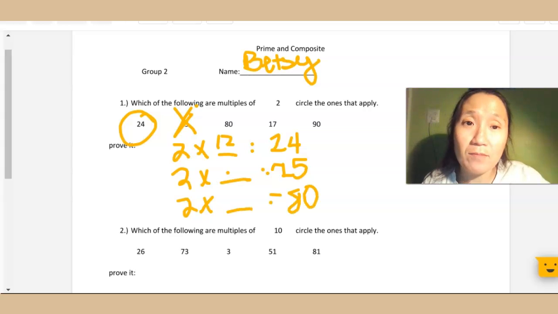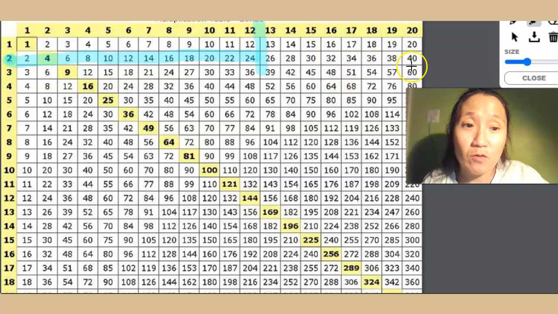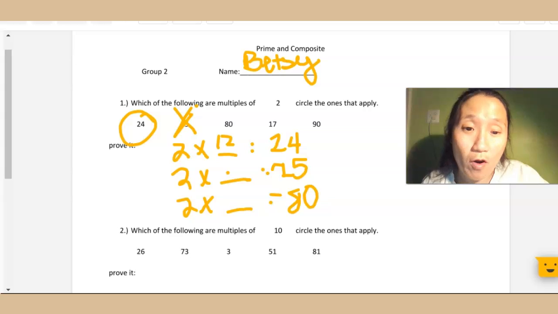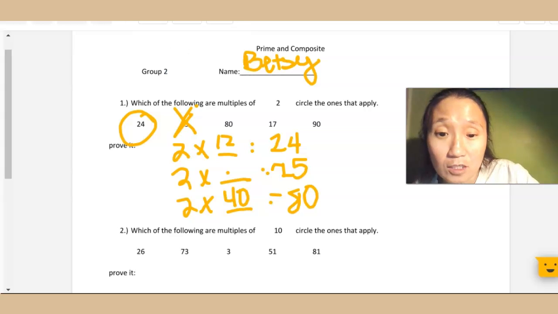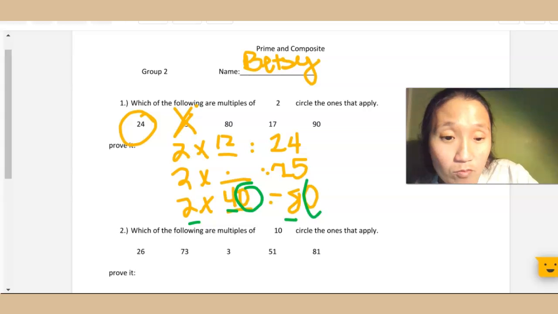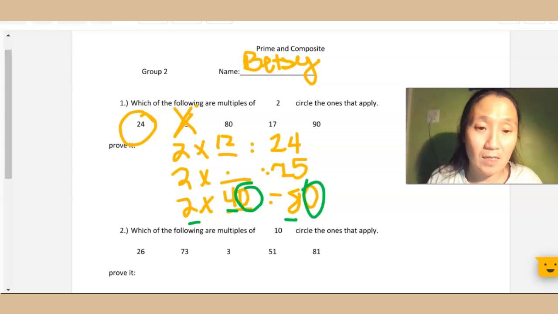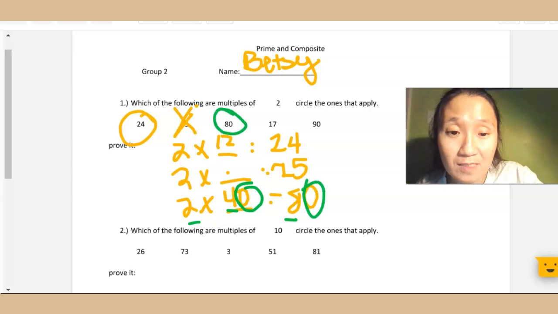80, will 2 times something equal 80? Well, yeah, I believe so. I know that 2 times 4, 2 times 40, because 2 times 4 is the 8, add the 0, it's going to be 80. All right, so 80 works.